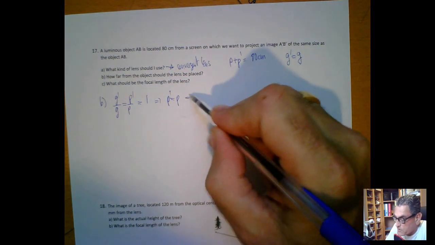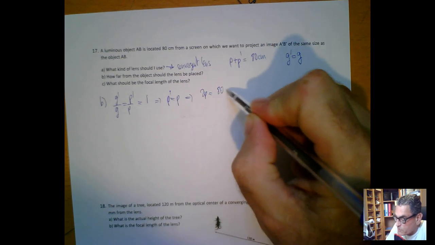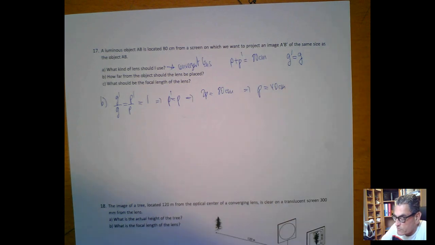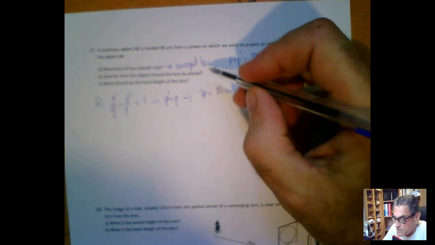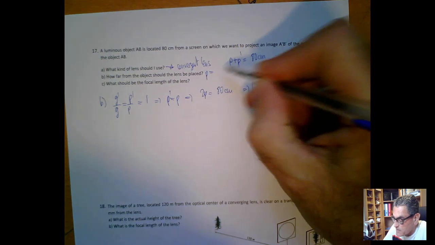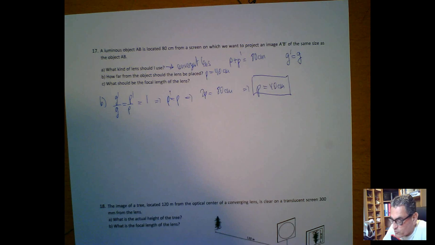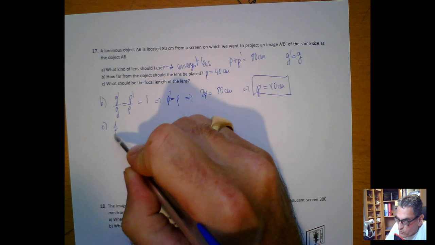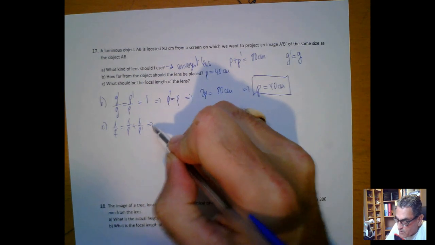So you can replace it in here. For instance, you replace P prime with P. You have 2P, which is equal to 80 centimeters. So P is equal to 40 centimeters. So the distance at which you should place the object before the lens is 40 centimeters. And what should be the focal length of the lens? Question C. You know that 1 over f is equal to 1 over p plus 1 over p prime.